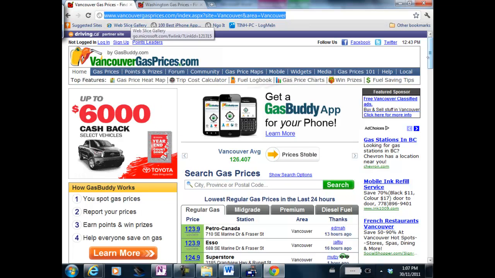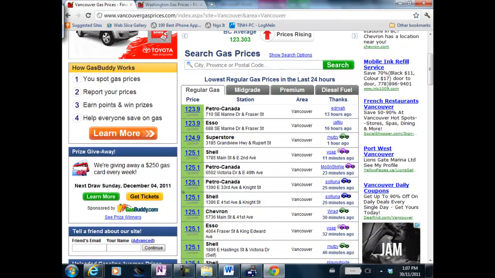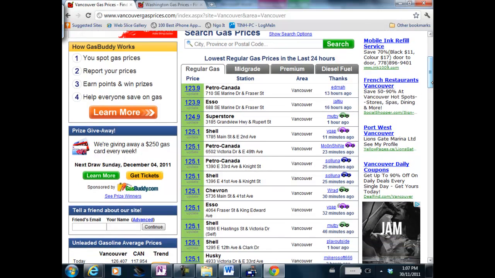So I typed in my area, gas in Vancouver, and they list the cheapest gas in your area. If you look at my area right now, the cheapest gas is Petro-Canada, on Southeast Marine Drive and Fraser Street. That's near my area. Doesn't it say 13 hours? That was 13 hours ago, it won't change. Now take your address in somewhere to get that. Go to GasBuddy. It tells you what you need to type in.